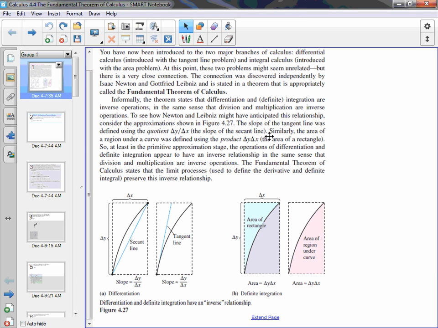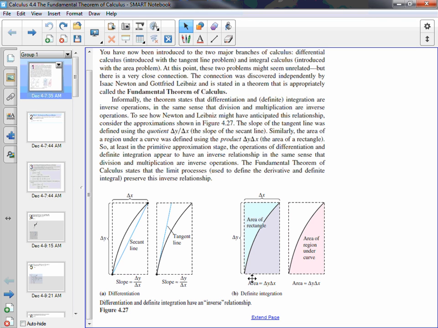It says the slope of the tangent line was defined using the quotient, change in y divided by change in x, right? y2 minus y1 over x2 minus x1. Then, of course, we had to find the limit as delta x approached 0. And then, similarly, the area of a region under a curve was defined using the product, change in y times change in x. Now, we never wrote it that way. We wrote f of x dx, right? Where f of x was the height.